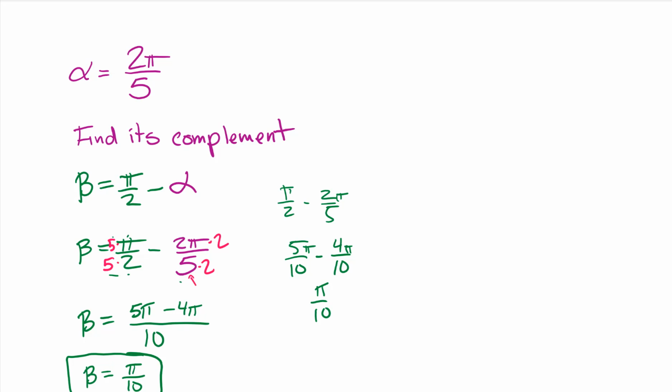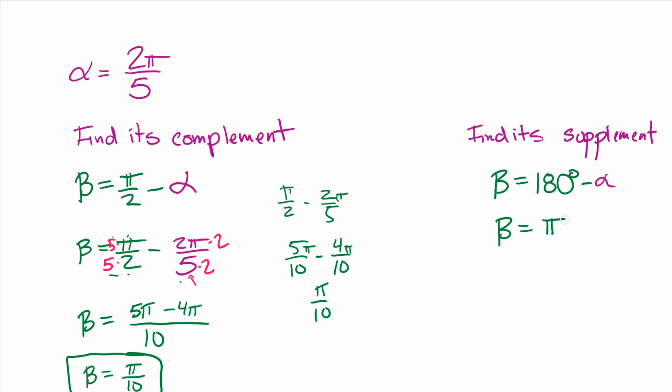So now, if we found its complement, we better find its supplement as well. And we could say that our fancy new formula, because we have it's 180 degrees minus alpha. But now we can't write 180 degrees, we're in radians right now. We don't want this. We can say that beta is equal to 180, which is the same as pi, minus our alpha. Cool. Let's go find this one, the supplement. I'm going to pop it in. So beta is equal to pi minus our 2 pi over 5.